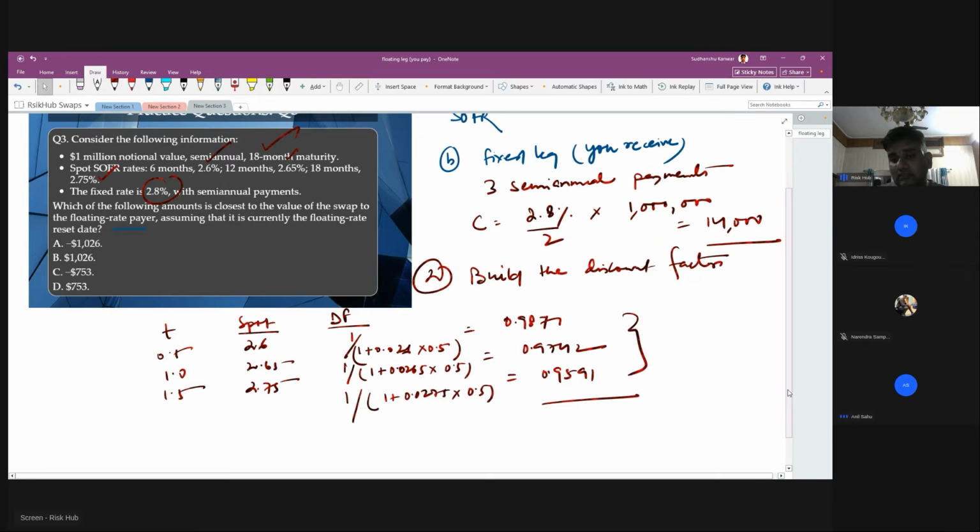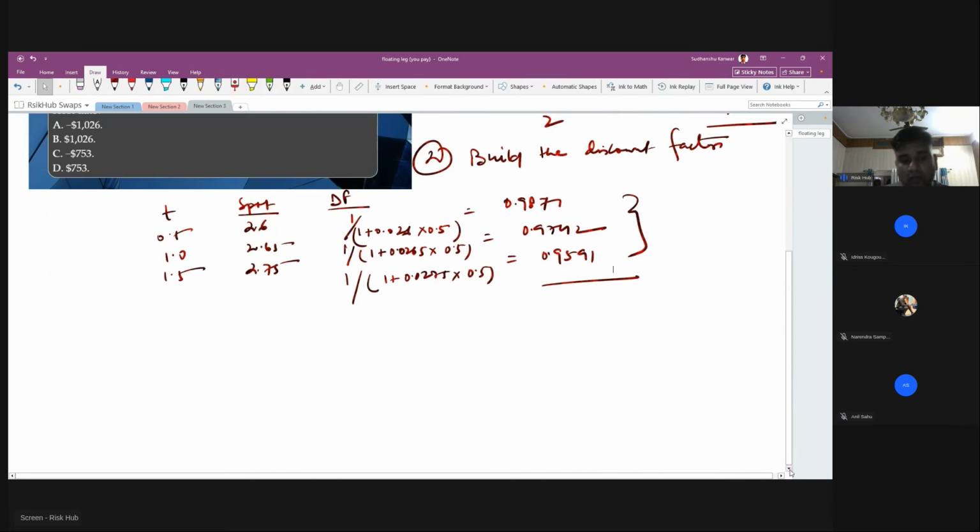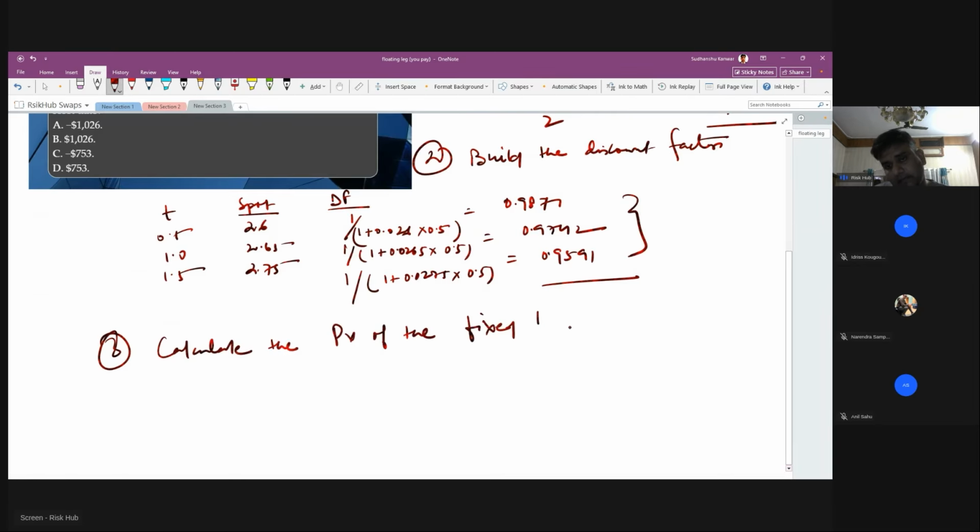Now, once you have got the discount factors, your life becomes easy, because now you have to do the third step, which is to calculate the present value of the fixed leg. Ultimately, you have got multiple coupons at every stage. So you have your 14,000 coupon for the first 6 months, and you multiply it with the discount factor 0.9871.